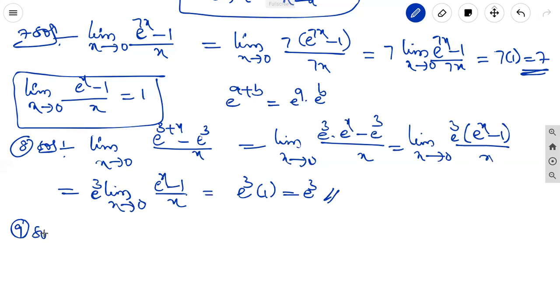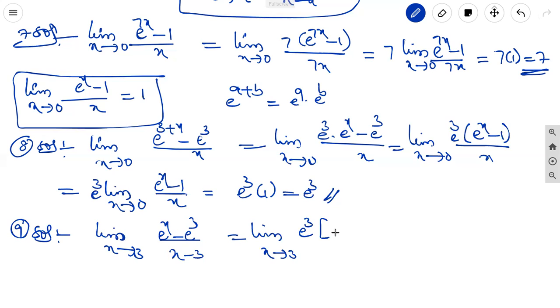Again, the ninth solution is limit x tends to 3, (e^x minus e^3) by (x minus 3). For this, we have the relation that limit of (e^x minus 1) by x is equal to 1 when x tends to 0. Here x minus 3 is there, so in this case we should multiply and divide with e^3, or we should take e^3 common. That is limit x tends to 3, e^3 taken common, then it is e^(minus 3) into (e^x minus 1) by (x minus 3).